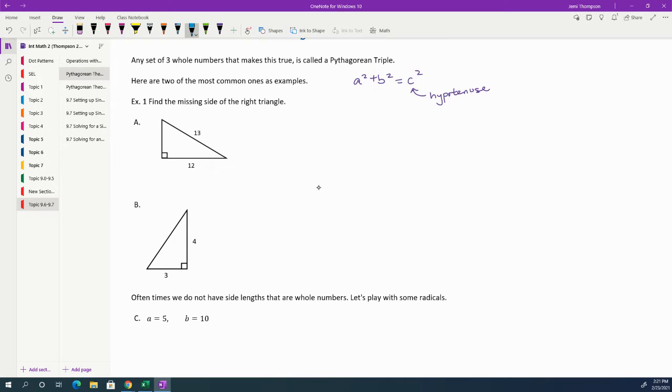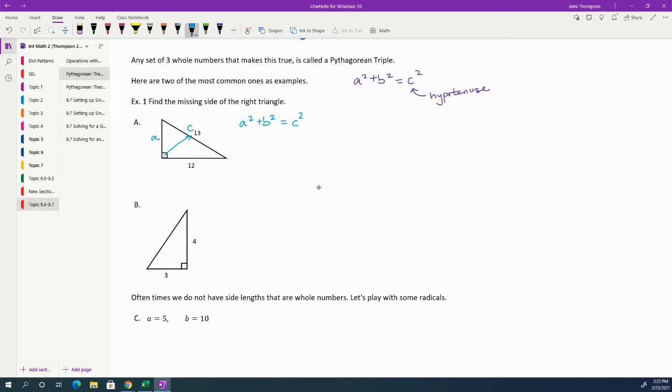So in this right triangle, for example A, I have a right triangle. One of the legs is 12, and 13 represents the hypotenuse. You could use A or B to represent this vertical leg here, or you could choose another letter: A, B, or any other variable. You could use X, Y, Z. I'm going to pick A. The only thing it can't be is C, because C has to represent the hypotenuse.